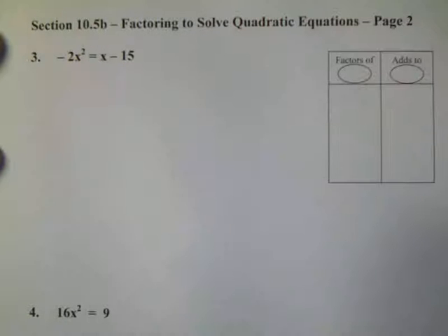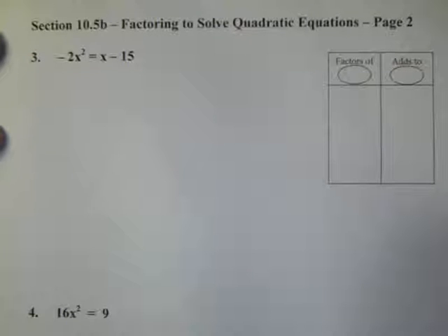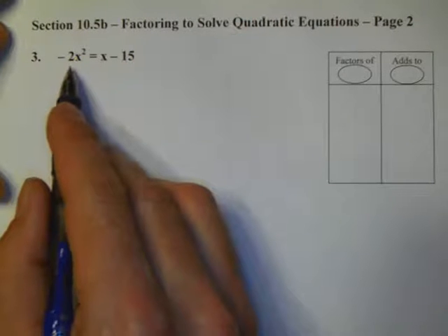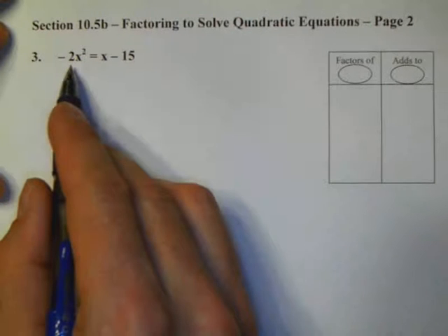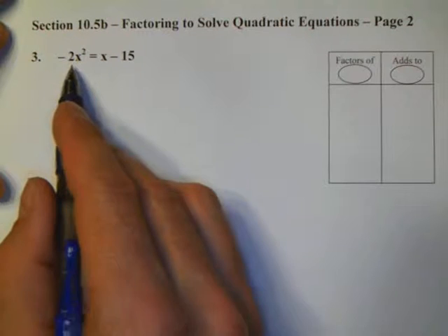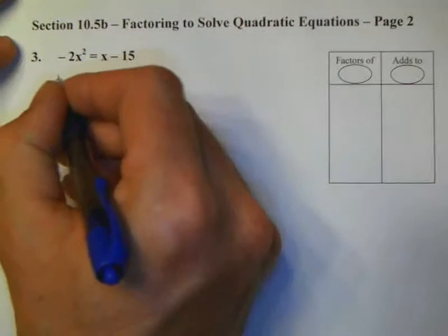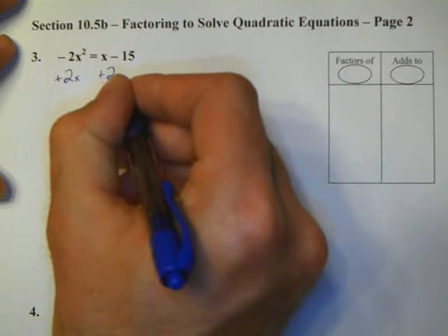This is the second half of section 10.5b. In this section, we're factoring equations that do not equal 0 at the beginning of our quadratic formulas. In this instance, we have a scenario where the 2x squared is negative, and we'd really like it to be positive in order to factor. So I'm going to try to make my x squared positive by adding 2x squared to both sides.